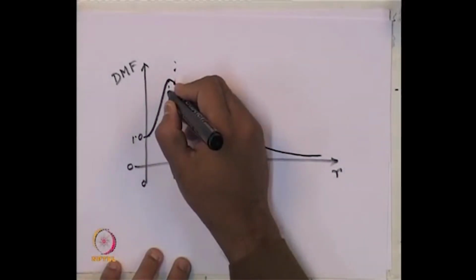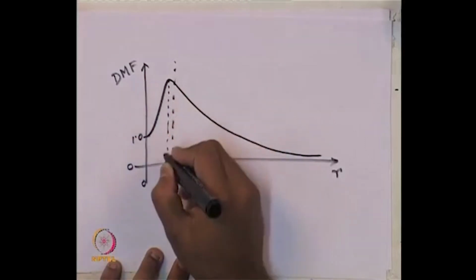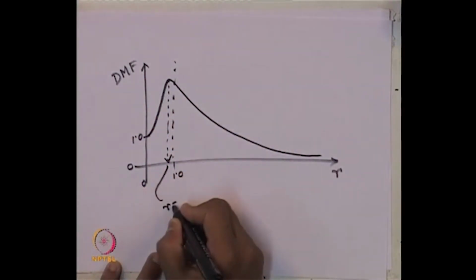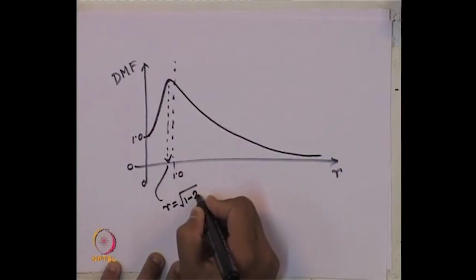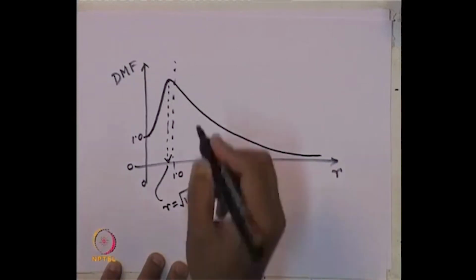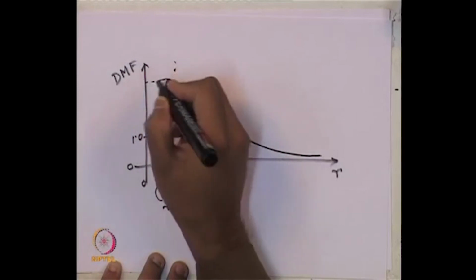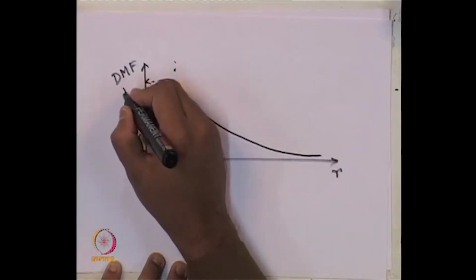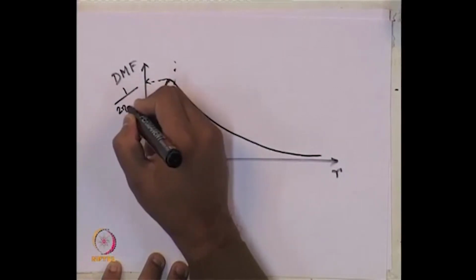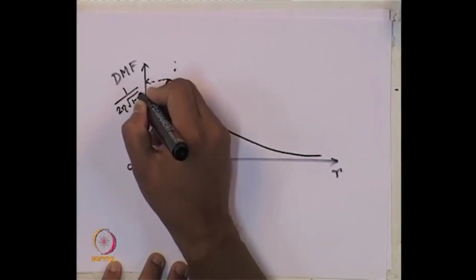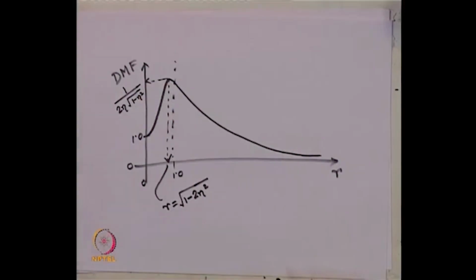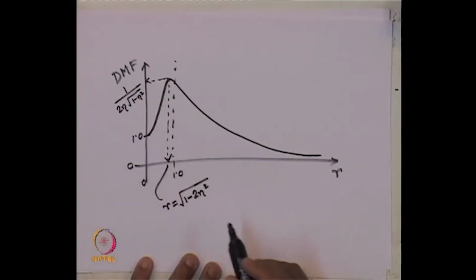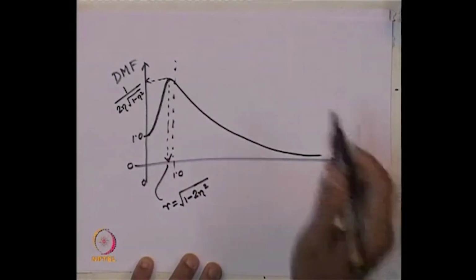So, this value, as I have mentioned, is r equals root over 1 minus 2 eta square, and this maximum value of DMF is 1 by 2 eta root over 1 minus eta square. Now, let us see the different zones in this graph.